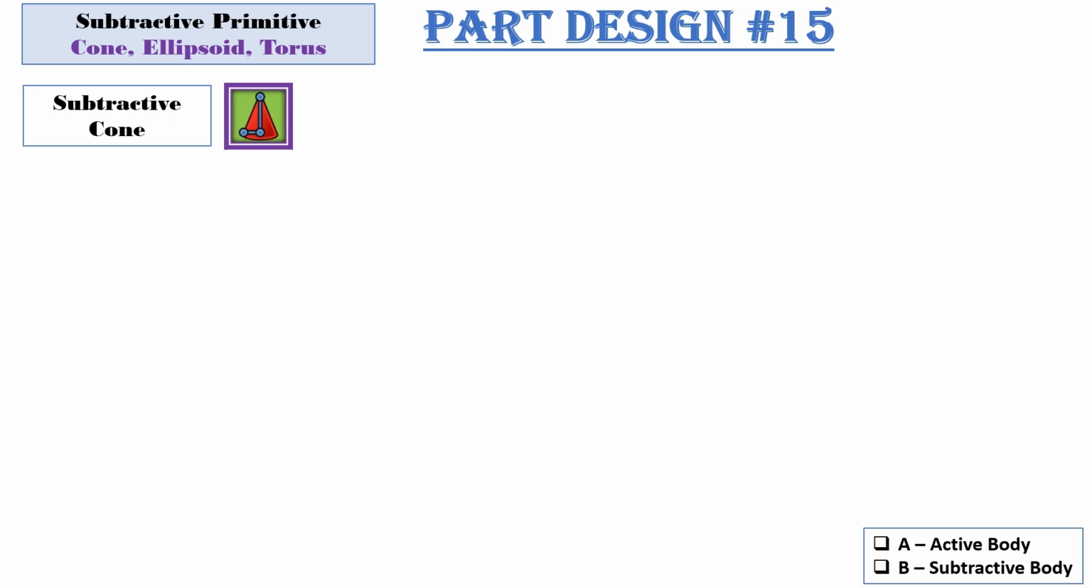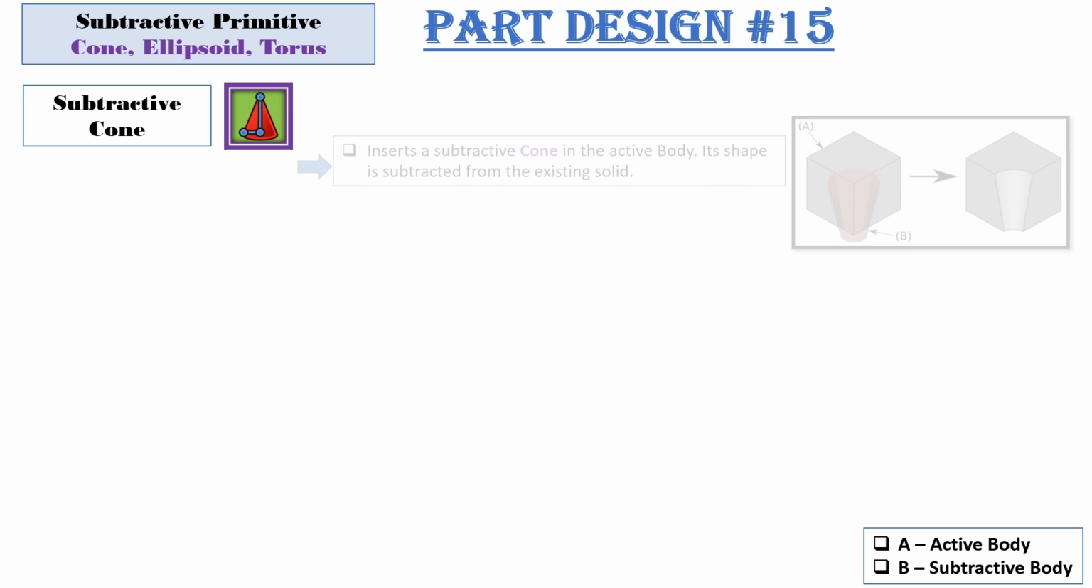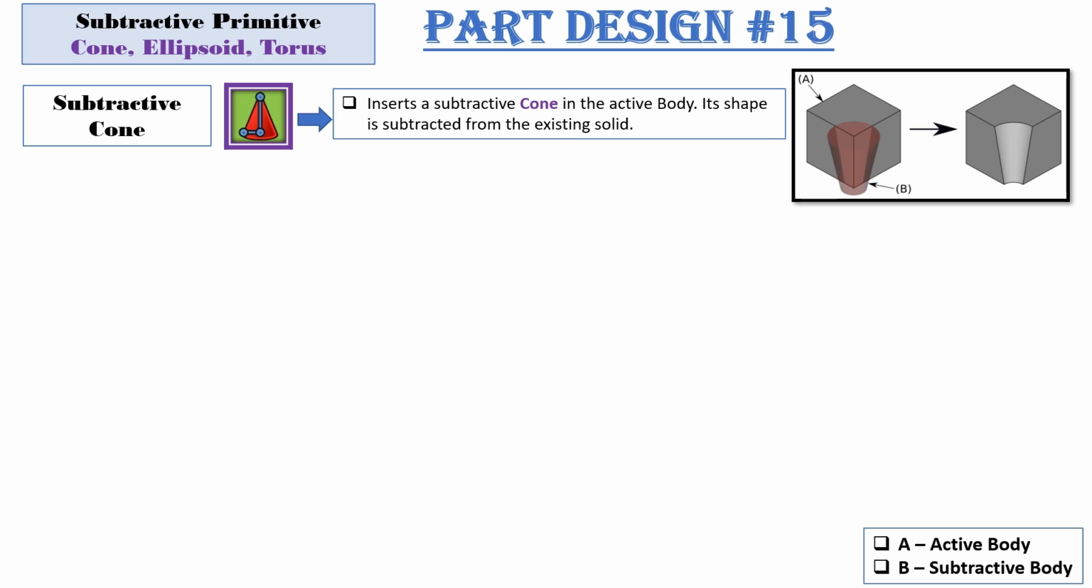This part design primitive tool is called subtractive cone. For subtractive tools, you don't need any sketch profile. By inserting a subtractive cone tool in the active body, its shape will be subtracted from the existing active solid part. The subtractive tools remove material from the supporting active 3D object.